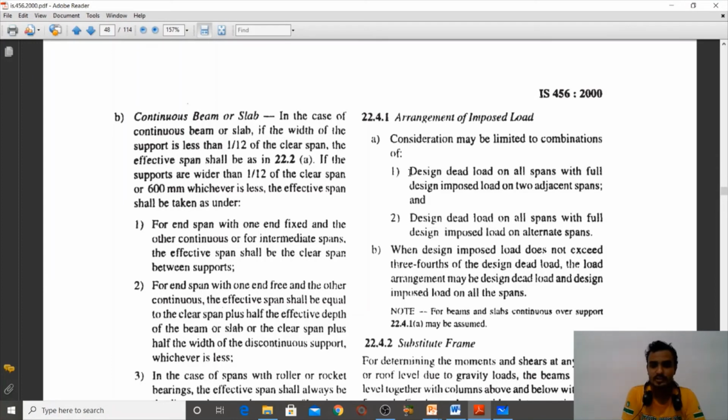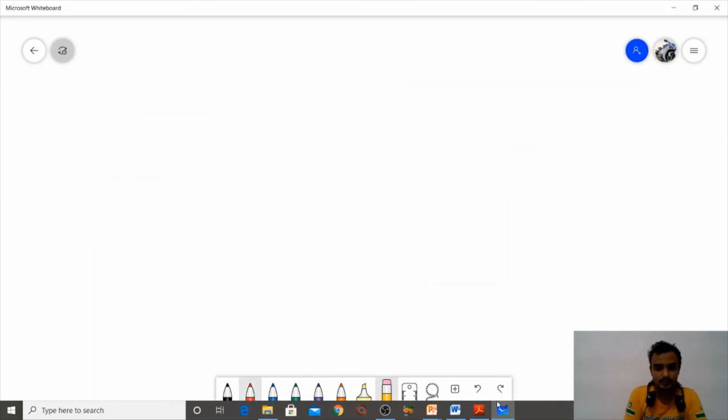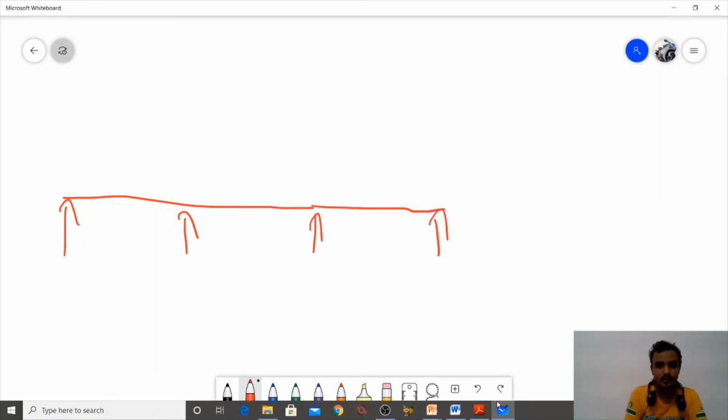There are two conditions for arrangement of imposed load. The first is design dead load on all spans with a full design imposed load on two adjacent spans, and the second is design dead load on all spans with a full design imposed load on alternate spans. Look here: here is a continuous beam, and here is the second condition.